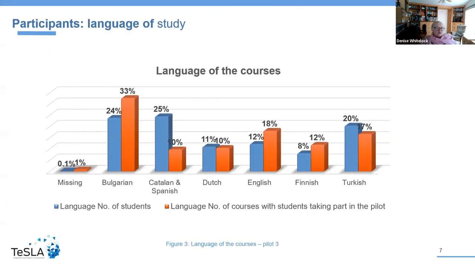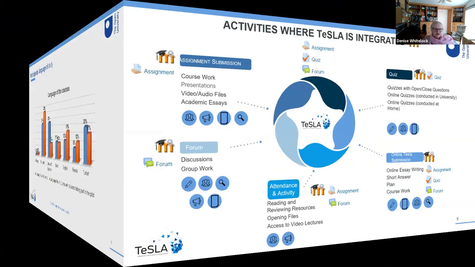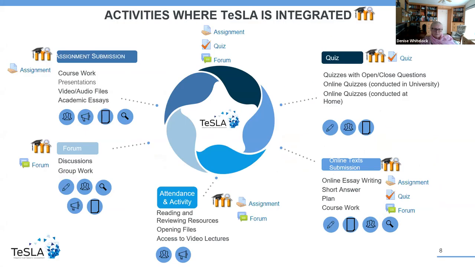So what were the languages used in the courses? We had Bulgarian, Catalan and Spanish being used, Dutch, English, Finnish and Turkish. And how did we go about setting all these systems up, and what did we do?